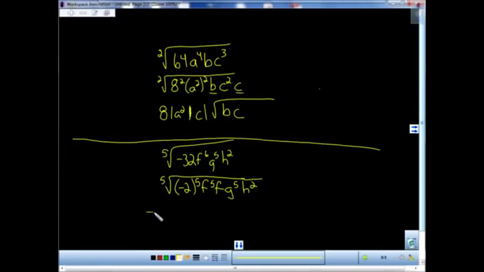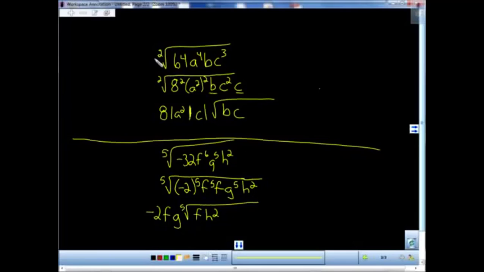So I'm going to move negative 2 to the outside. The fifth root of negative 2 to the fifth is just negative 2. The fifth root of f to the fifth is just f. And the fifth root of g to the fifth is just g. Then we put our fifth root back in there with whatever's left over. So I have f and I have h squared. So this would be my answer.